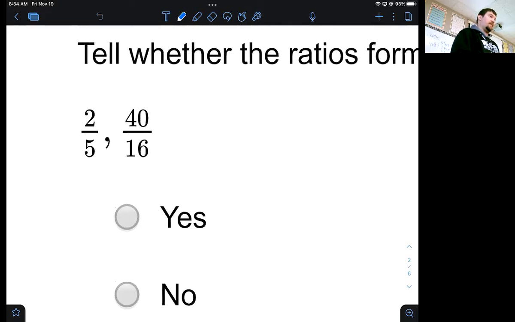Aiden, can you tell me what 2 divided by 5 is? Always top divided by bottom here. Don't do bottom divided by top. What's 2 divided by 5, Aiden? 24. Branson, what's 40 divided by 16? It better be 0.4. I'll be so mad at you.